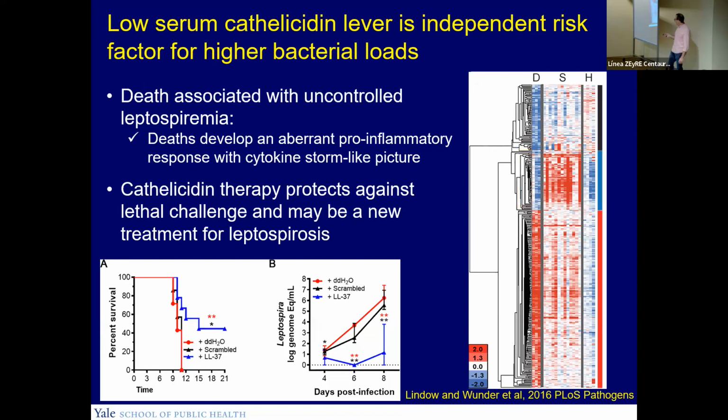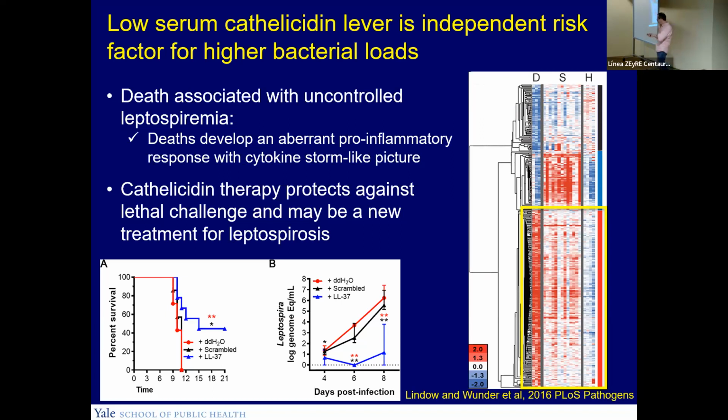If you look, the genes are downregulated, so it is literally associated with uncontrolled leptospiremia, and those patients have this sort of storm-like cytokine response. Everything is upregulated, and individuals eventually die.